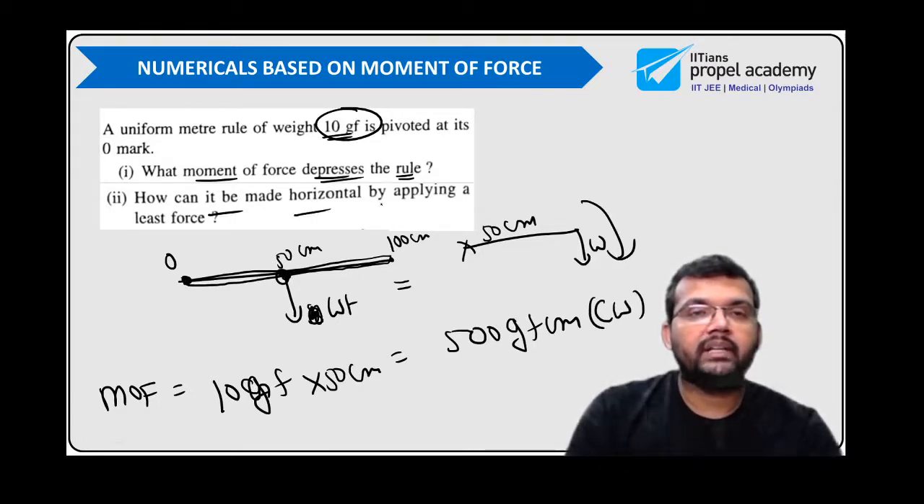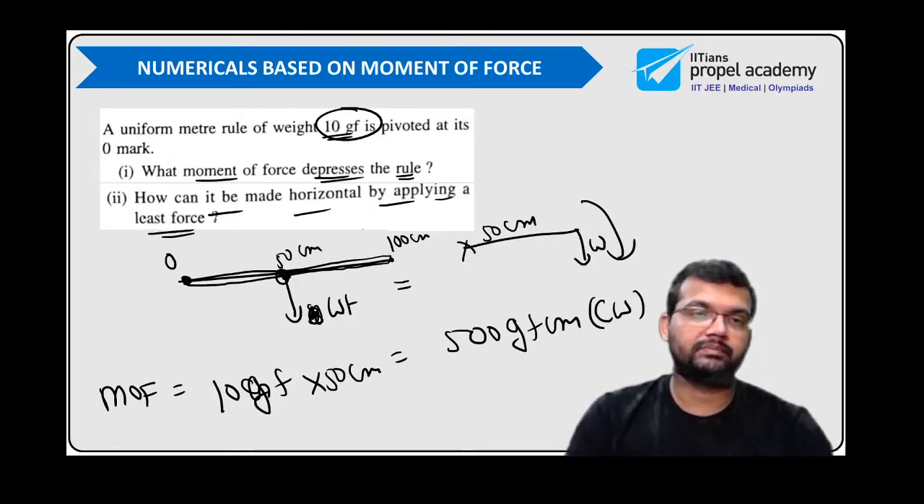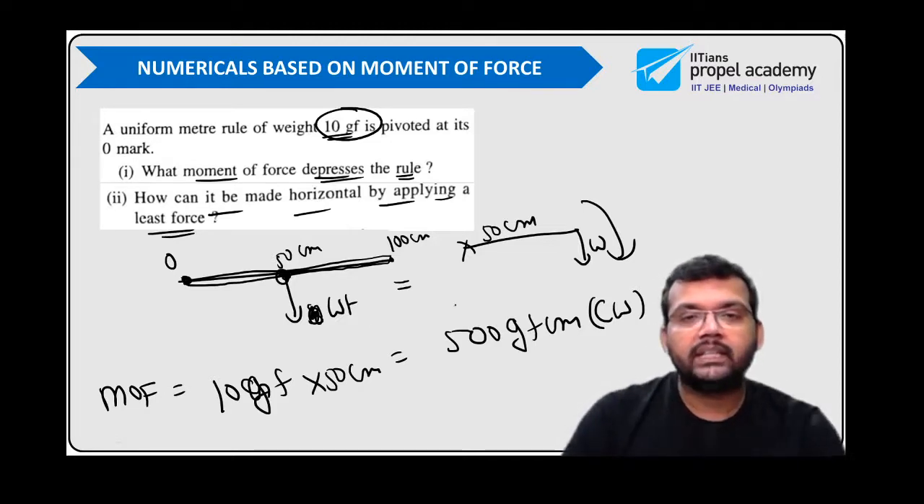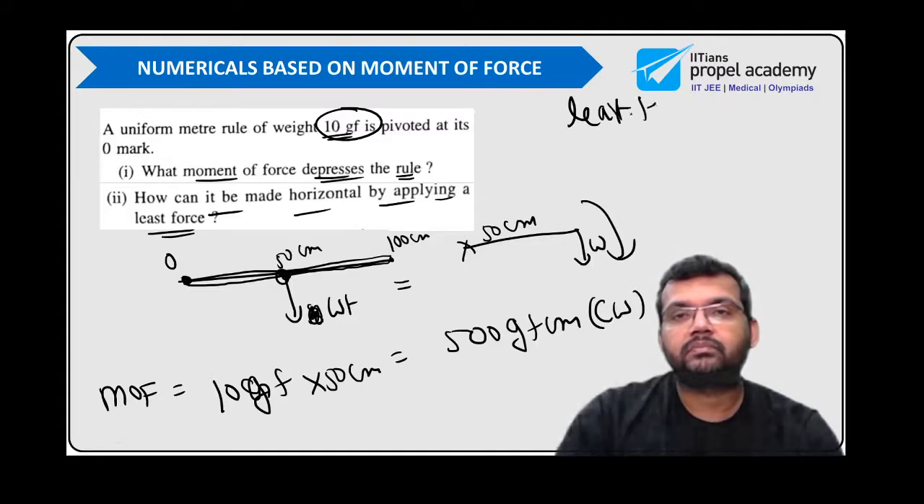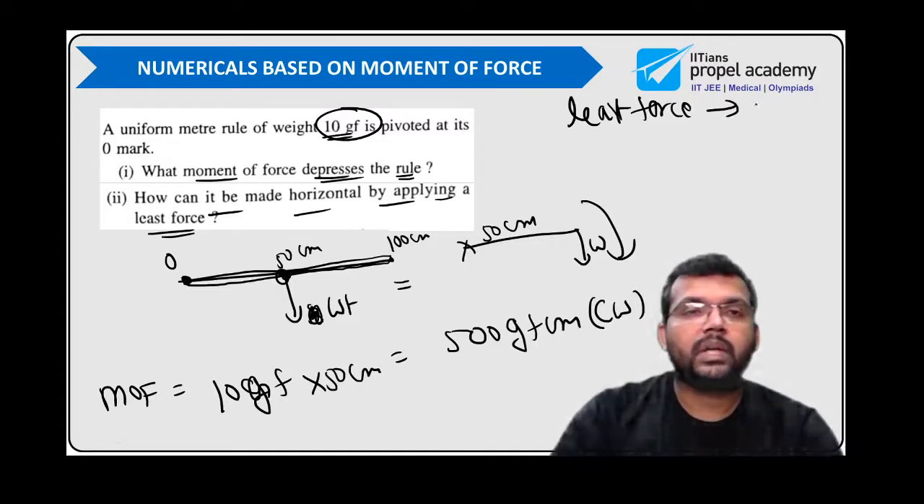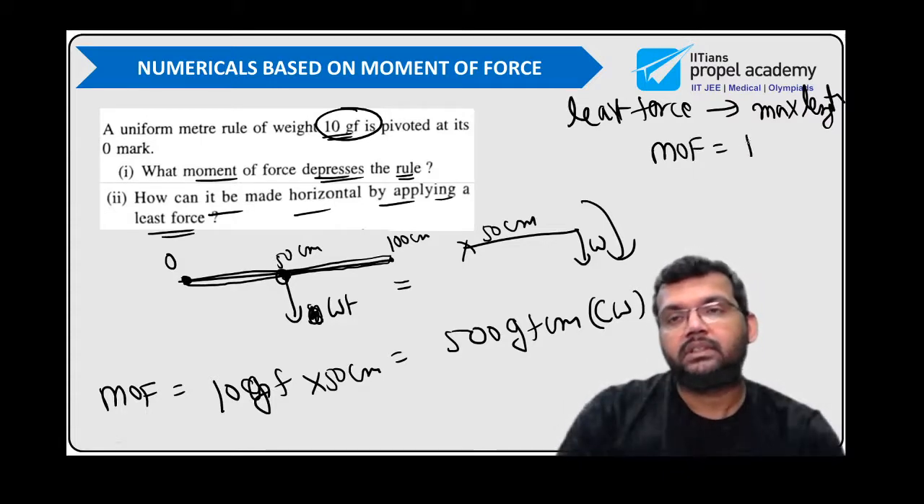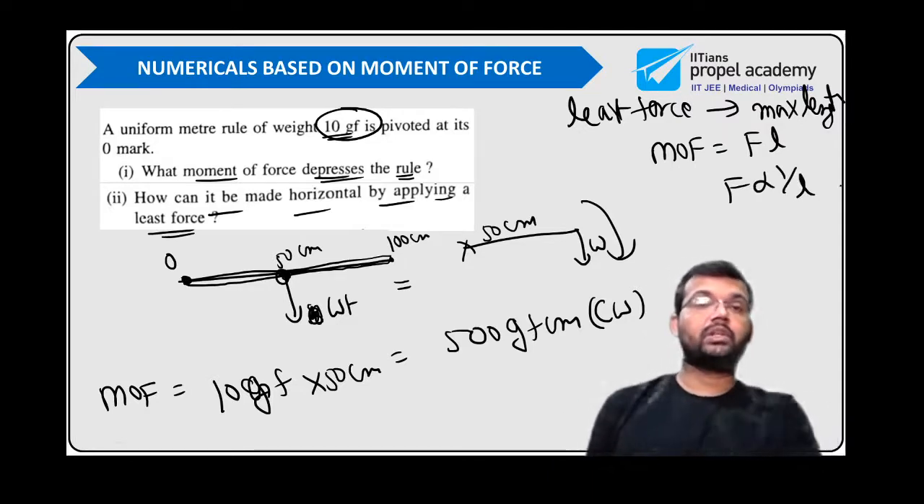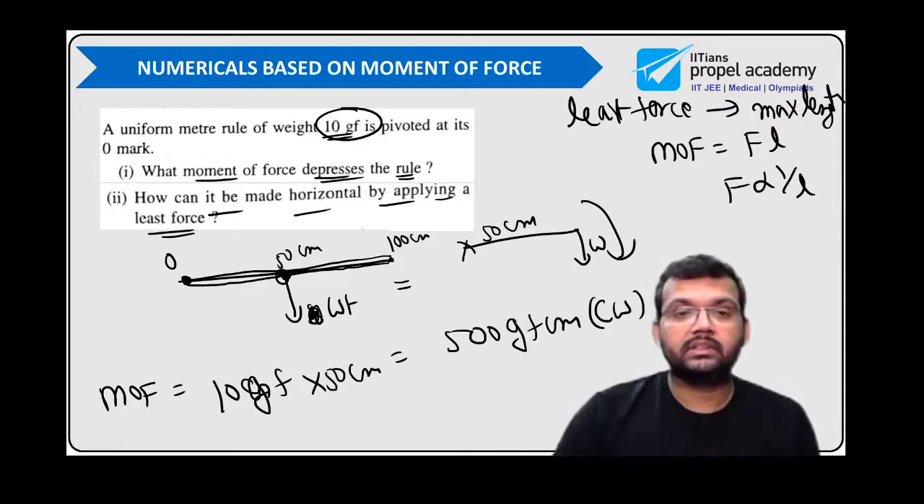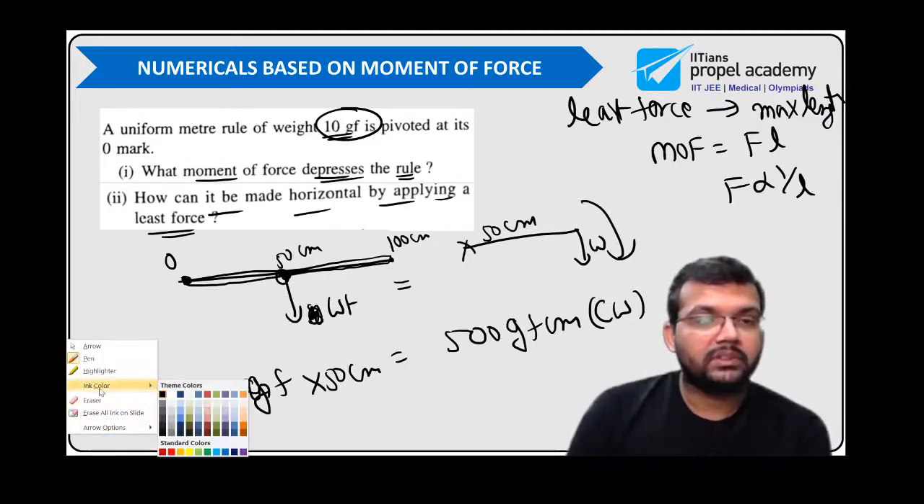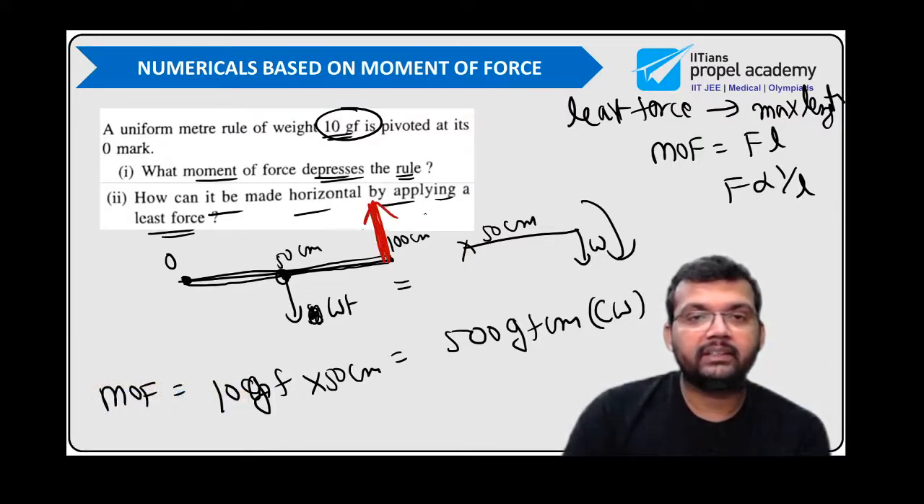How can you make it horizontal by applying a least force? Least force means we have to apply moment of force at maximum length, because for a constant moment of force, F into L, F is inversely proportional to L. So if you want to apply the least force, you have to apply the force as far as possible. So we have to apply exactly at the end of the scale.